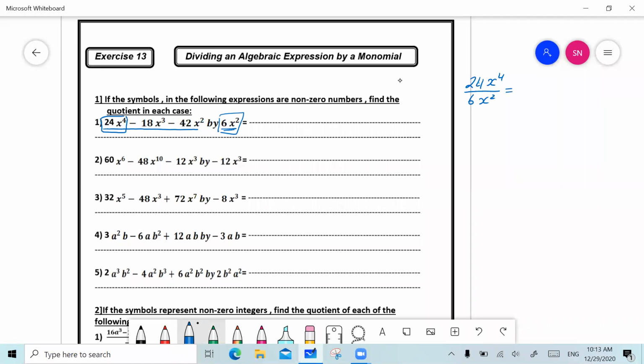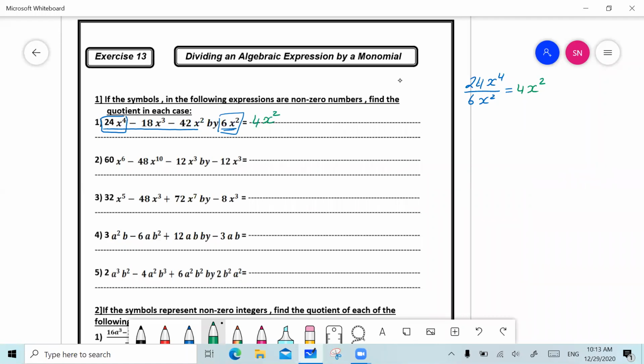First, we divide the coefficients. 24 divided by 6 is equal to 4. And x to the power of 4 divided by x to the power of 2, we subtract the powers, so it is x to the power of 2. So here my first term is going to be 4x to the power of 2.